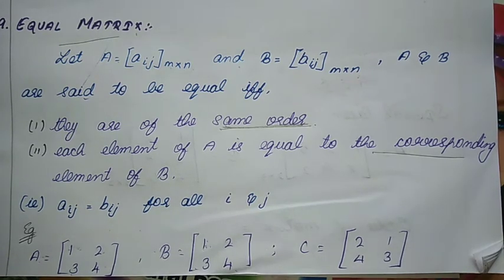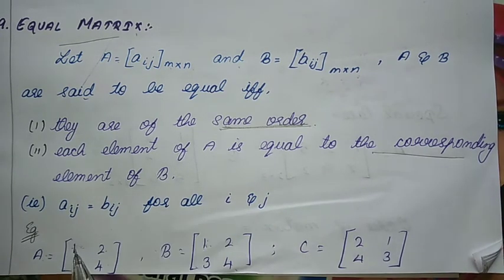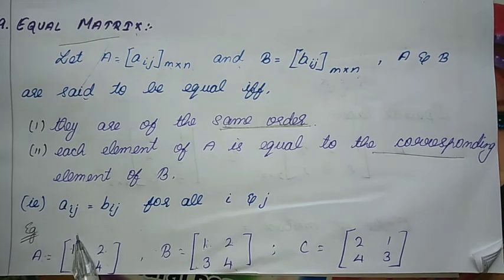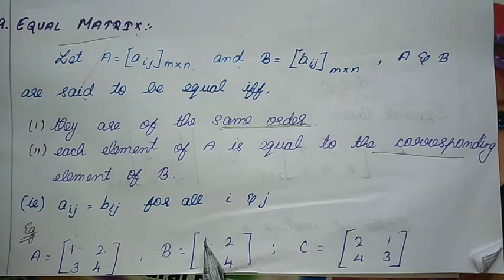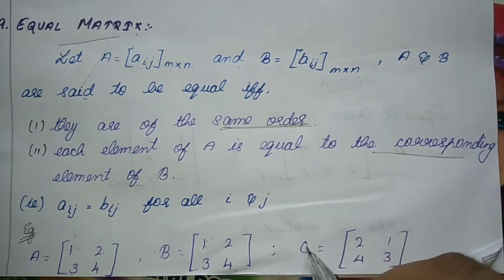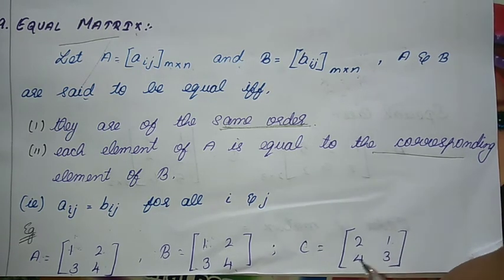Corresponding elements means here it is called aij. So it will be a11 and here it will be b11. If a11 is equal to b11, a12 is equal to b12, a21 is equal to b21, and a22 is equal to b22, then it is called equal matrix. One more is here, see, 2, 1, 4, 3.